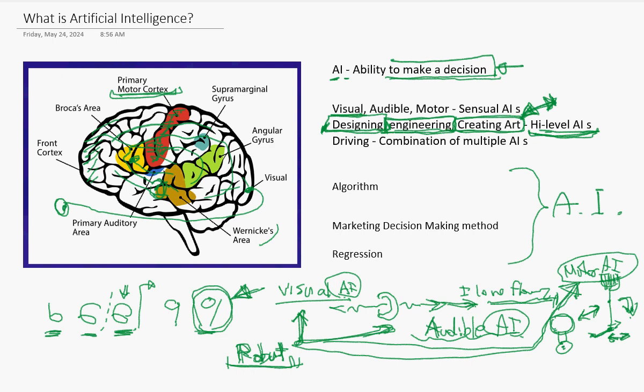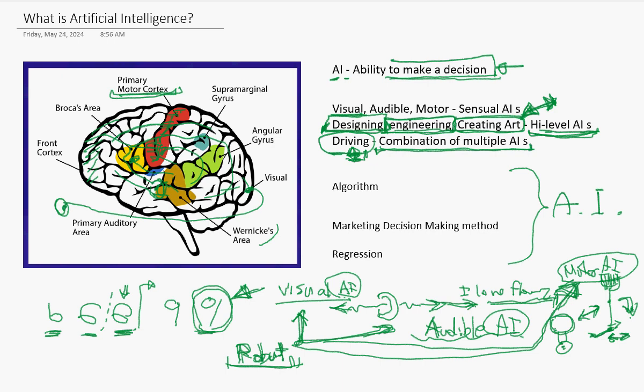And some example of combining AI is driving. Driving, you have to recognize the person walking, and the sounds need to be recognized, and also the driver has to move the wheels and brakes and stuff. So all three combined, plus driving rules, right? Traffic rules and other stuff. That's the driving AI. This kind of combination of AI.